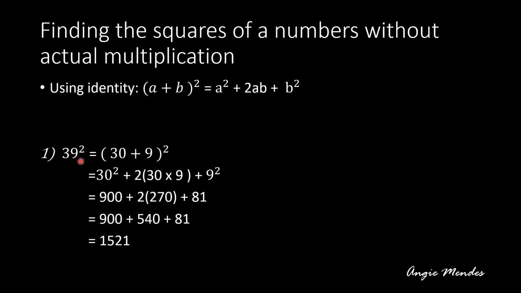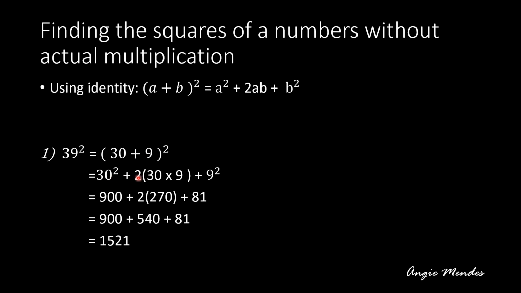So the given number is 39. To find the square, we will write 39 square, which is written as (30 plus 9) the whole square. So basically what you've done here is you have broken up this number in the form of tens and ones. So it is 3 tens, which is 30, and 9 ones, which is 9. So we have written it in the form of (a plus b) the whole square. Now we have to simplify it, which is a square plus 2ab plus b square.